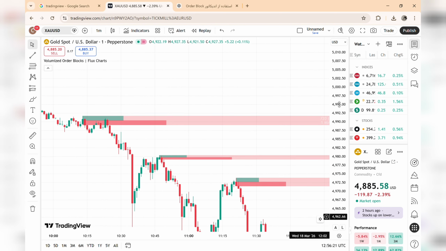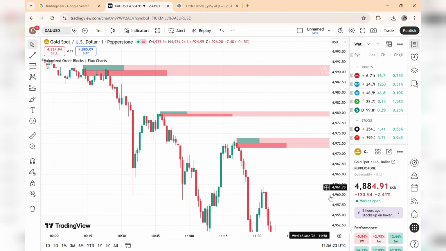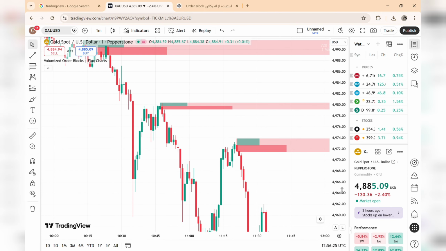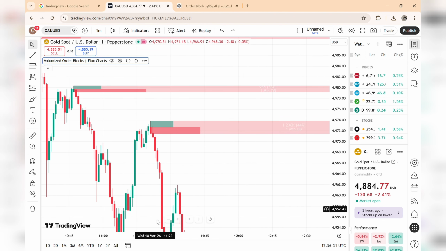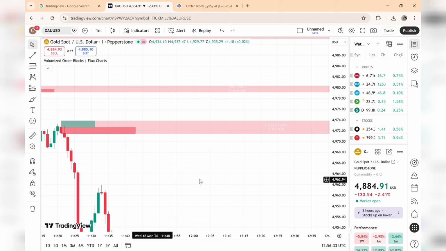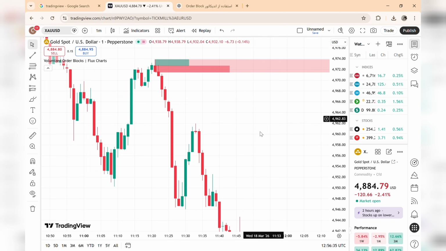Currently, price is moving near a resistance level. So if price pulls back to the green zone around 1.1510, it could present another buying opportunity. And if price moves into a red zone above, that could be a potential sell setup.